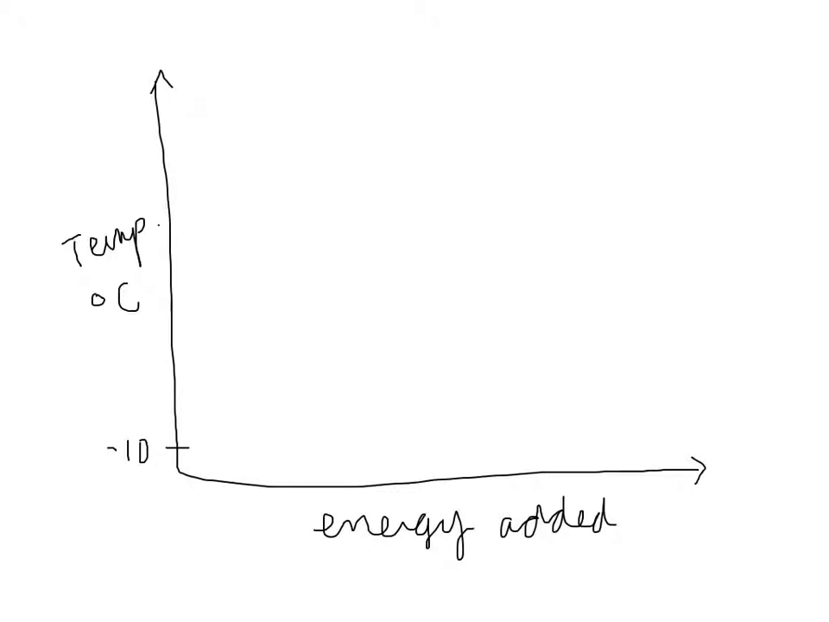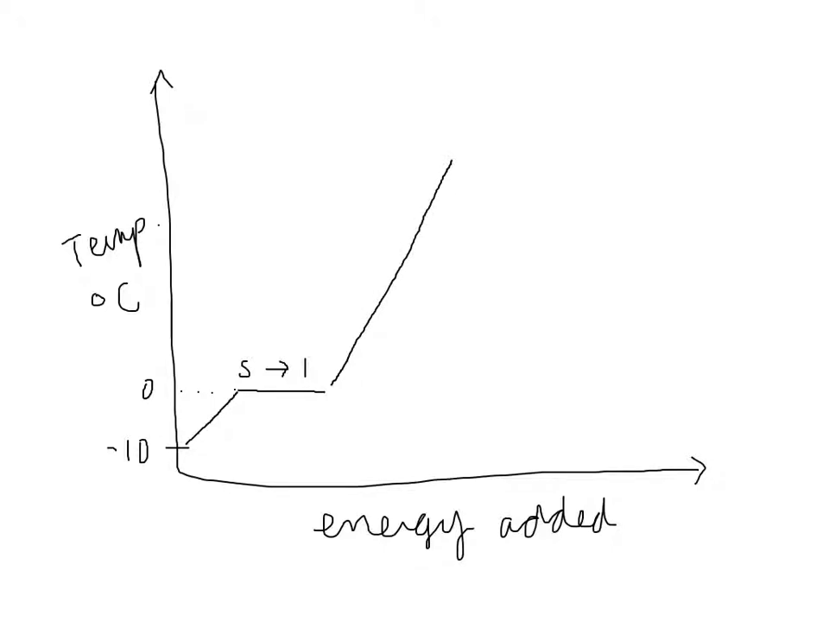At -10, as you add energy, ice's temperature will begin to increase like so. At a certain point, what happens to ice? Well, at 0 degrees, it melts. At that melting point, however, the temperature doesn't change. Instead, the ice just changes from a solid to a liquid. After that point, if energy is continually added to the water, it's going to increase in temperature again.